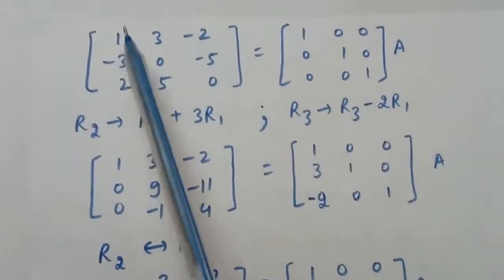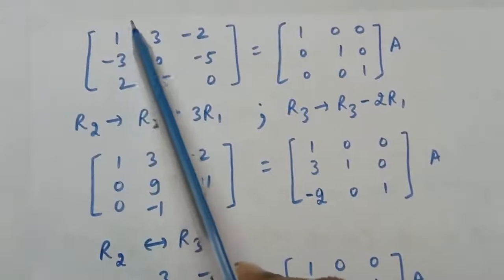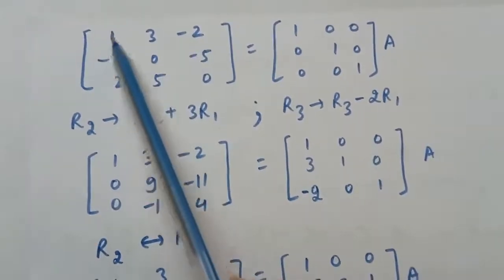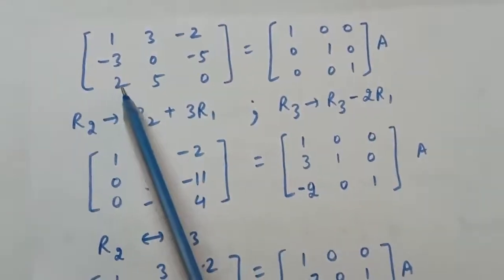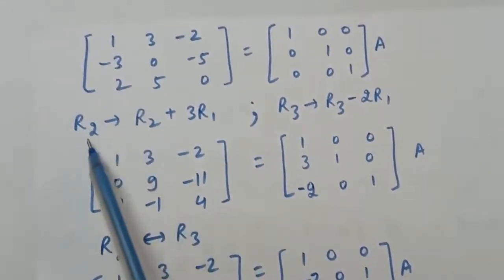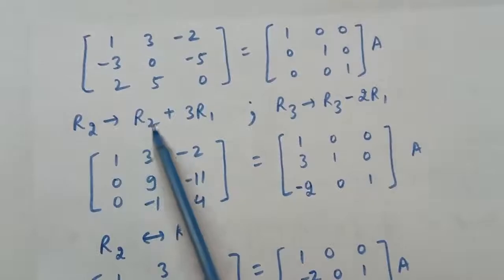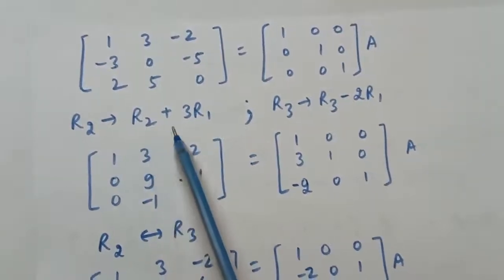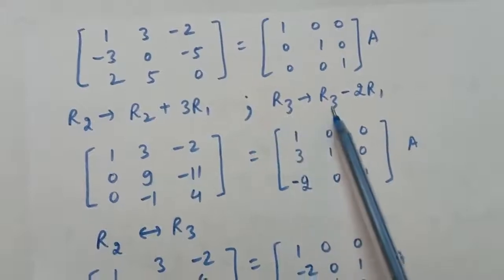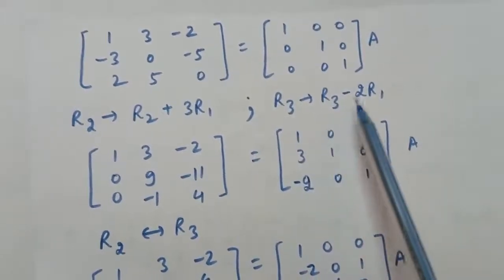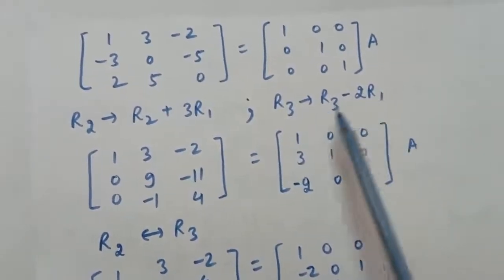Now we will work in the first column. So the diagonal element is 1 already, so we will make the rest of the elements 0. For this, apply the operation: row 2 changes to row 2 plus 3 times row 1, and row 3 changes to row 3 minus 2 times row 1.